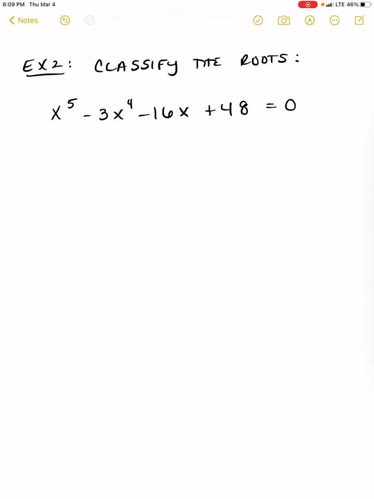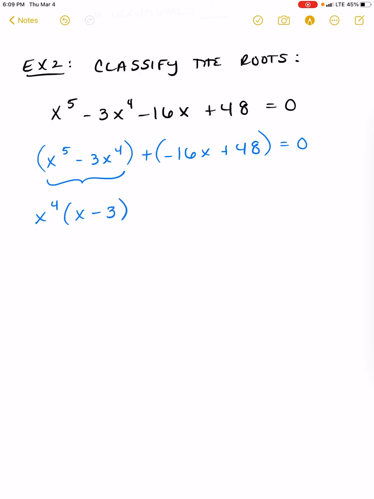So let's go ahead, and I recognize that this is a factor by grouping. So we're going to group the first 2 terms. I'm going to turn this into plus a negative 16x plus 48 so we can group the second 2 terms. All right, let's take out a GCF, which is x to the 4th, and the result is x minus 3. Now over here, we're going to factor out a negative 16, and the result is going to end up being an x minus 3. So again, we're not quite factored.